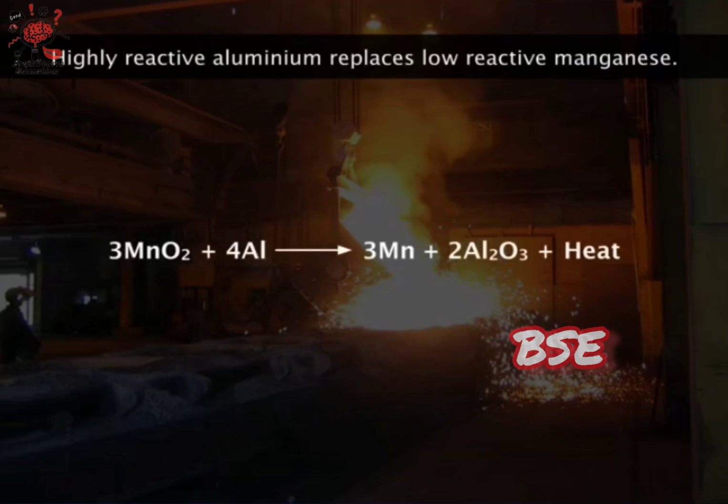Besides the use of carbon, sometimes a metal displacement method is adopted. That is, a highly reactive metal replaces a low reactive metal. For example, high reactive aluminium replaces manganese from manganese dioxide on heating. During this process, an enormous amount of heat is released.